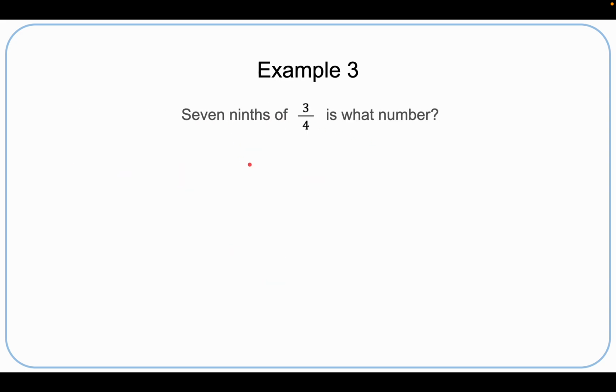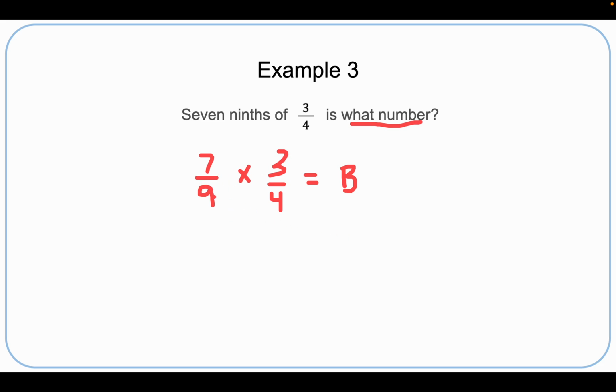Next example, 7/9 of 3/4 is what number? So let's plug in the things that we know. 7/9 of means multiply. 3/4 is, there's our equal sign. What number? There's a thing that we don't know we're trying to solve for. So we'll put a variable in there, b. And now we just have simple multiplication over here.